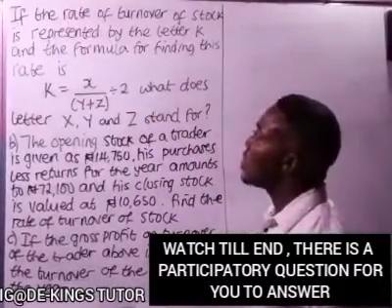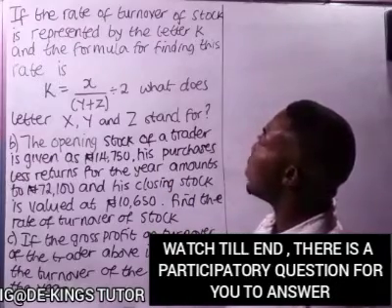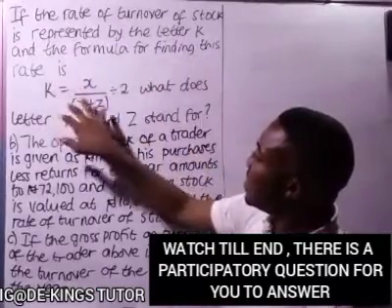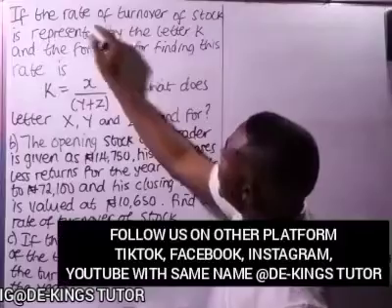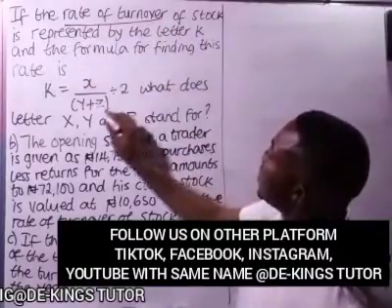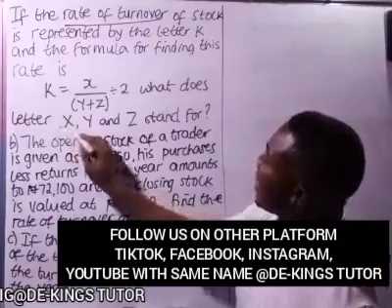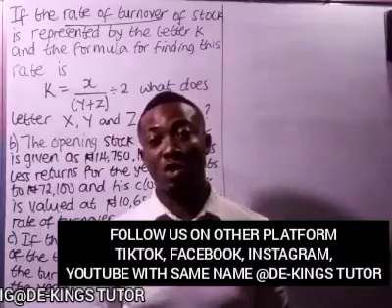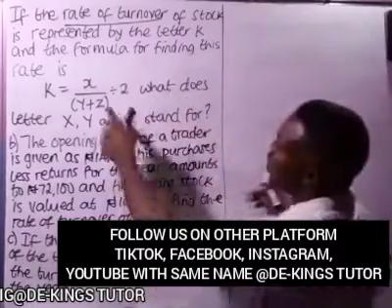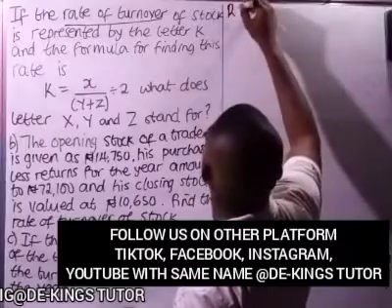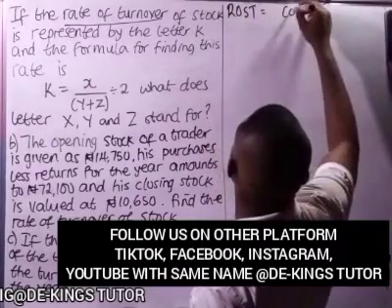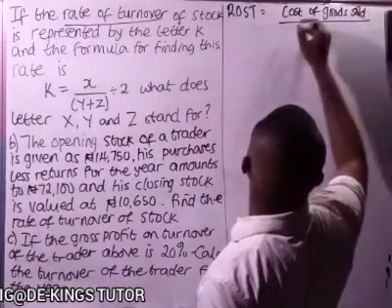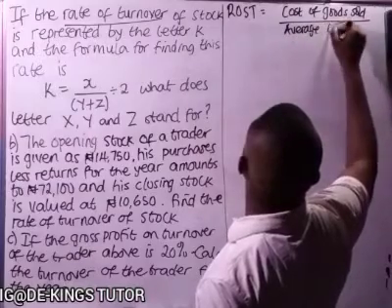Now let's continue. And the question said, if the rate of turnover of stock is represented by the letter K, and the formula for finding this rate is this. Now what does the letter X, Y, and Z stand for? Now the first thing you should know is, what is the formula for rate of stock turnover? Okay, now the formula for rate of stock turnover is given as cost of goods sold over average stock.